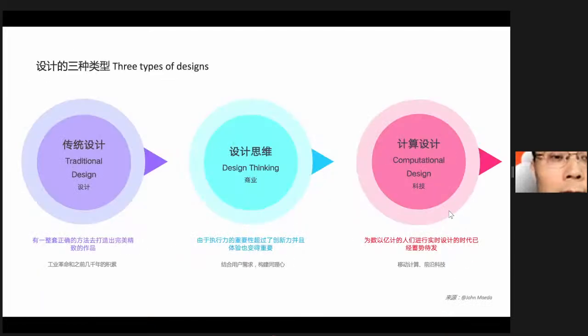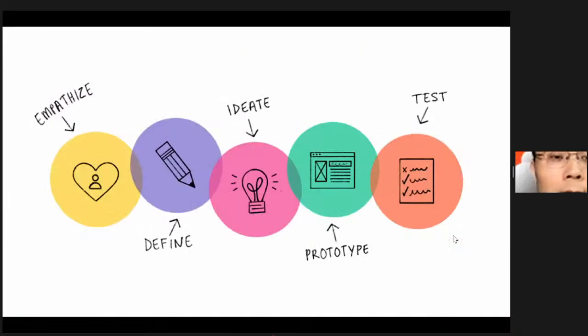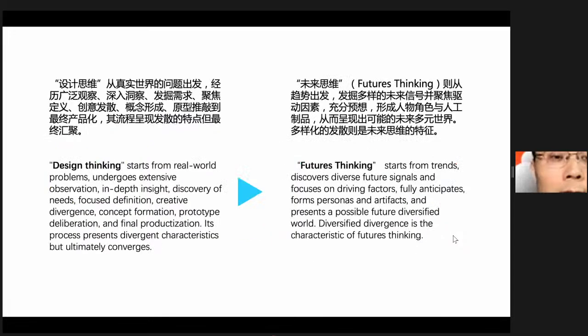From traditional design to design thinking to computational design, it handles the mobile computation and the cutting edge technology. Systemic thinking is the study of the bigger picture, and it studies the possibilities of the future, and design thinking is the process of creation. These are the five steps of design thinking, and what are the differences between design thinking and future thinking?